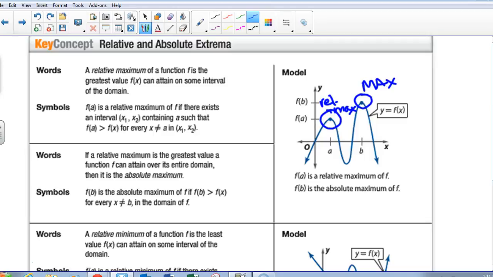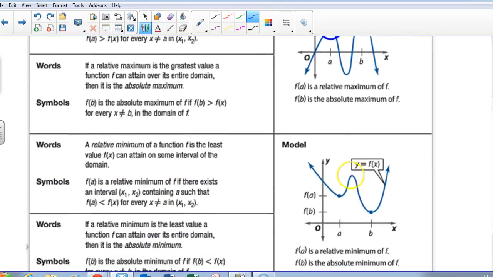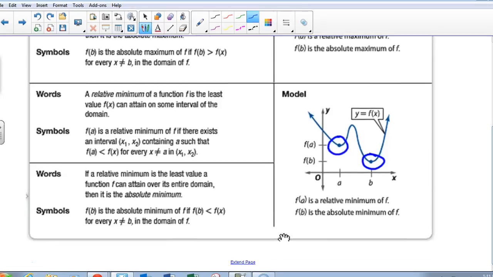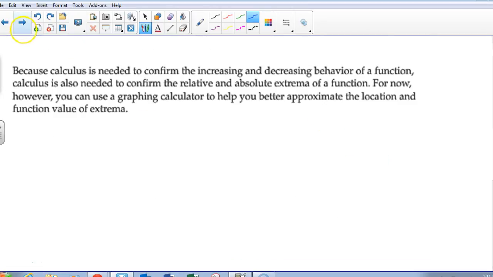So really quickly, you don't have this, I don't think, but this graph would have what? What's this one? Relative min and absolute min. Is there one more at the bottom? Nope, that's it. Okay, moving on.